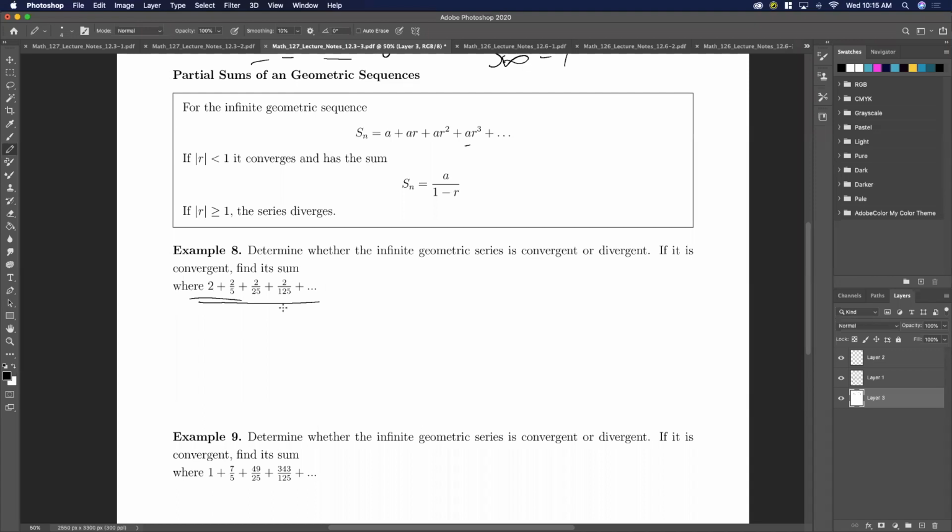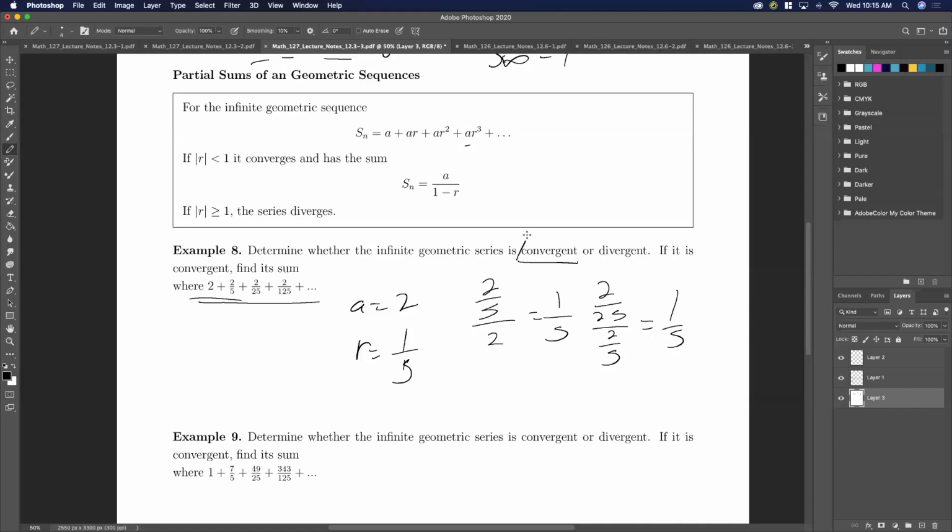So what's a in this case? A in this case is 2, and we're going to find r. We take our second term, 2 fifths, divided by 2, which gives me a fifth. And if I take the 2 twenty-fifths over 2 fifths, if I divide that out, I get a fifth. So r is 1/5. 1/5 is less than 1, or the magnitude is less than 1. I could have a negative 1/5, that's also okay. If the absolute value is less than 1, this is convergent.